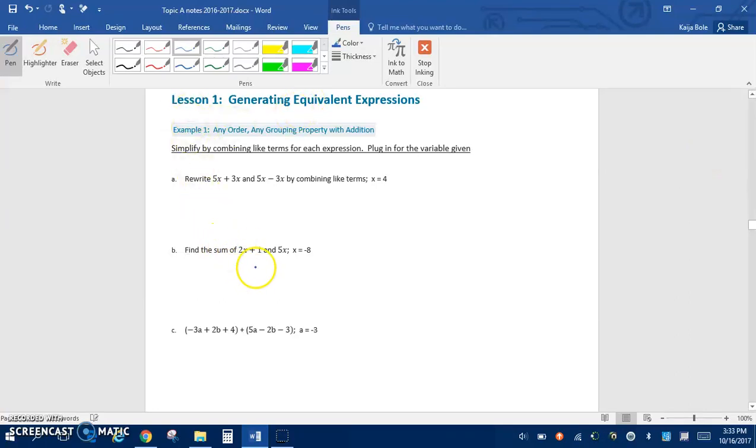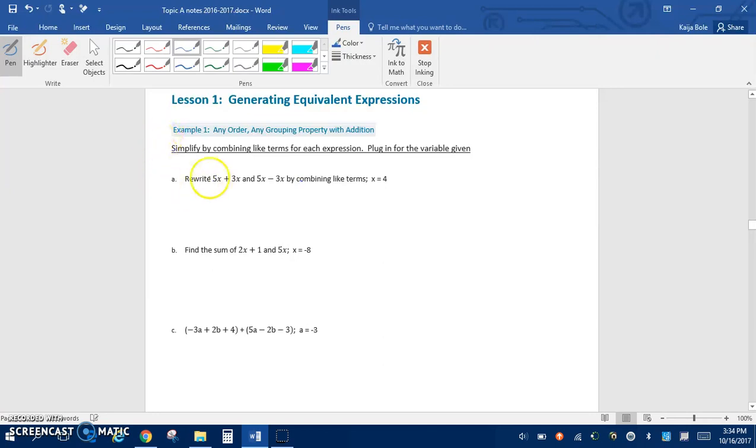Alright, so we are here on Lesson 1, Generating Equivalent Expressions. We are on page 2. It says at the bottom of your note packet, so make sure you're on the right page. And for the first part, we are going to be working on combining like terms. Okay, so like terms is just things that look similar.